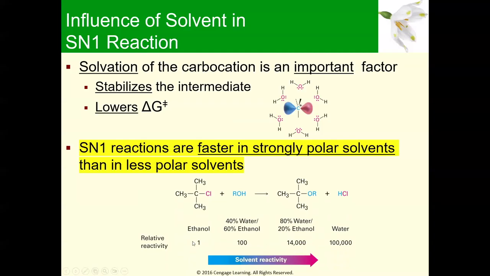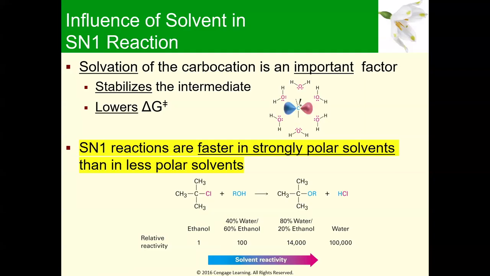So if we just go from pure ethanol to pure water, and take a couple steps along the way, like a certain amount of ethanol, a certain amount of water, it gets a lot faster when it's pure water. Starting with ethanol, that's our baseline relative reaction rate of 1. But I put in a little bit of water, 40% water, it increases 100-fold. If I make it 80% water, it increases 14,000-fold. If I go pure water, it increases the rate by a factor of 100,000.